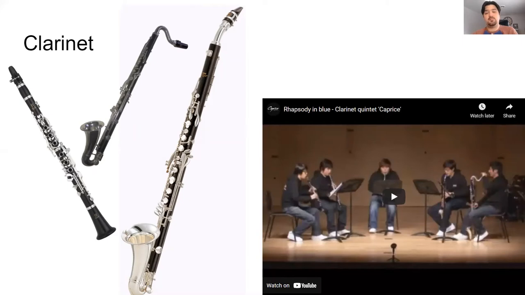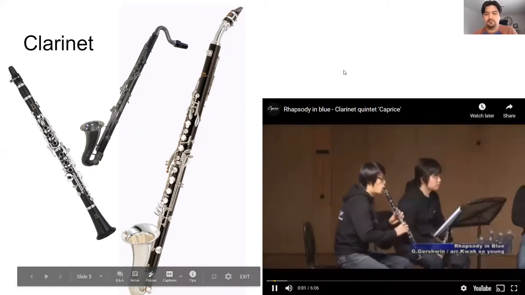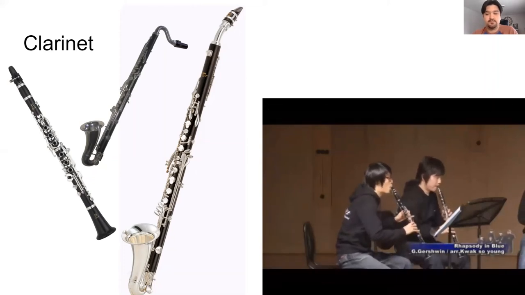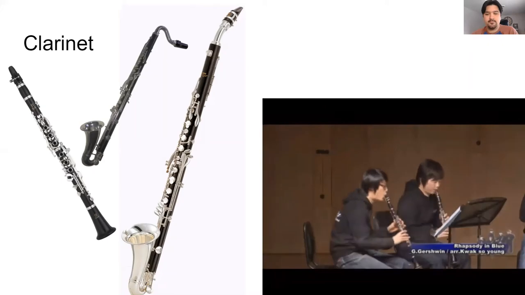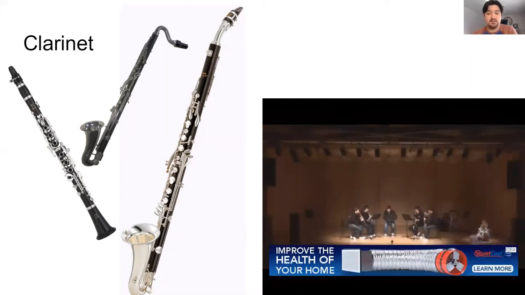So we're gonna listen really quickly to this group here, which is a group of five clarinetists playing a quick song so you can hear and see what they sound like. Soprano clarinet. Bass clarinet's on the other side. Alto clarinet's next to it.